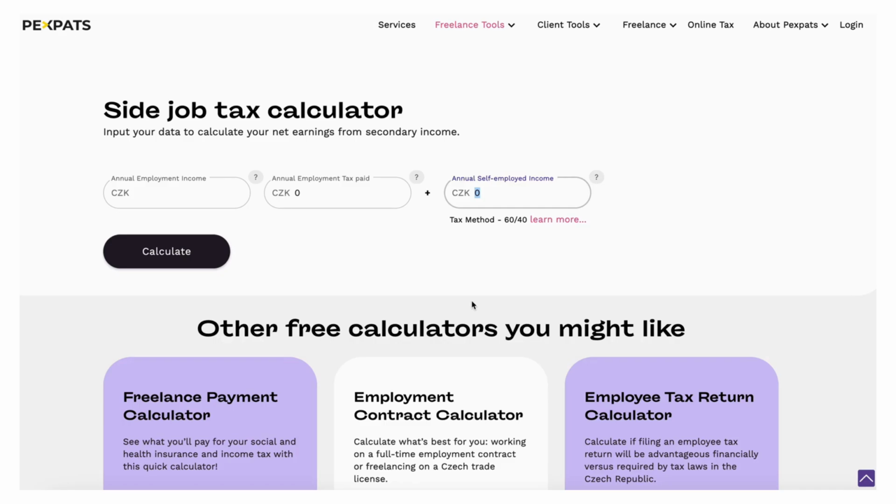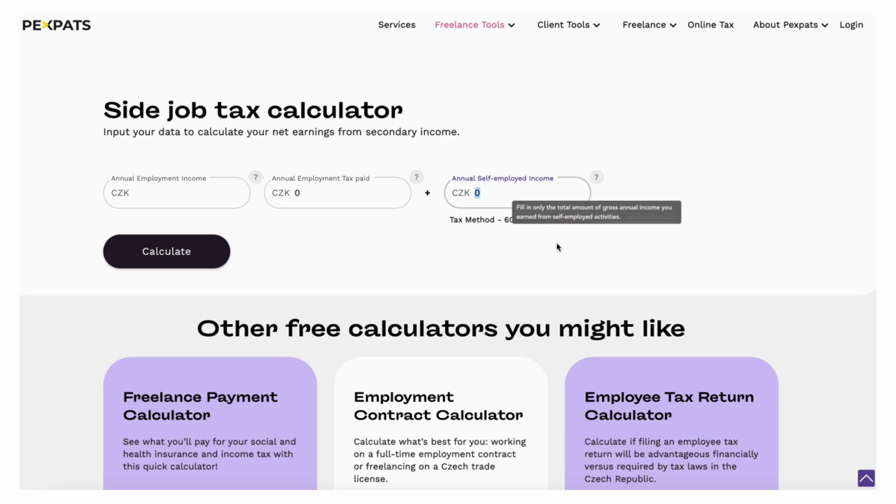To check your tax and contribution expense from trade license side income, you will need to enter your yearly gross salary and yearly tax paid from full-time employment. The tool calculates your yearly income tax from employment automatically using your basic tax discount. If you know your yearly tax amount from employment, you can also modify the yearly tax paid input. Now you should enter your yearly gross income from the trade license business to check your tax contributions for the income from the trade license as a side income.